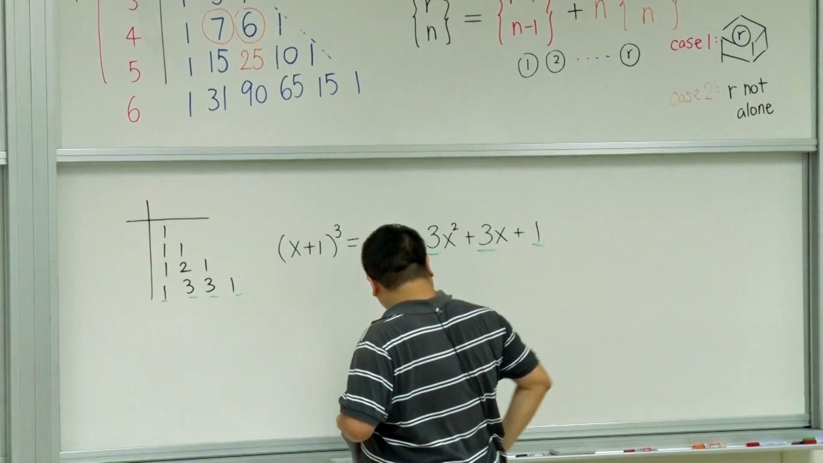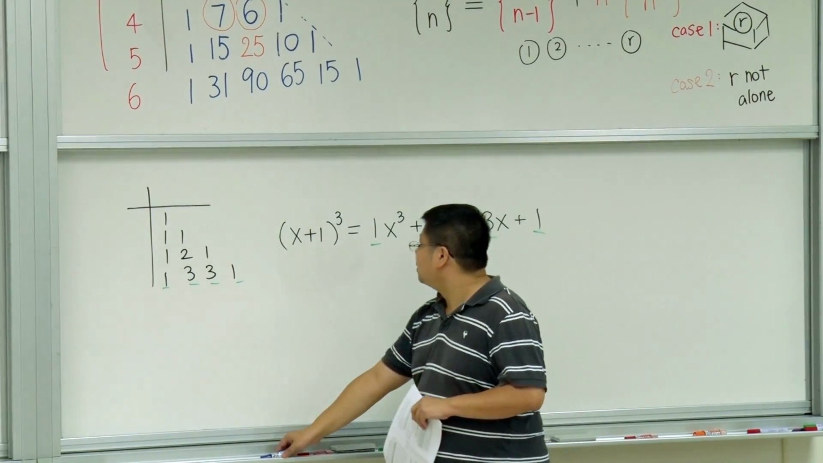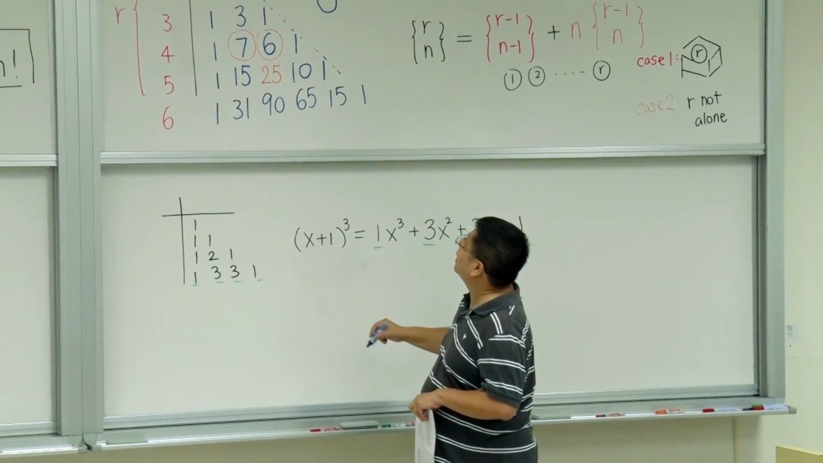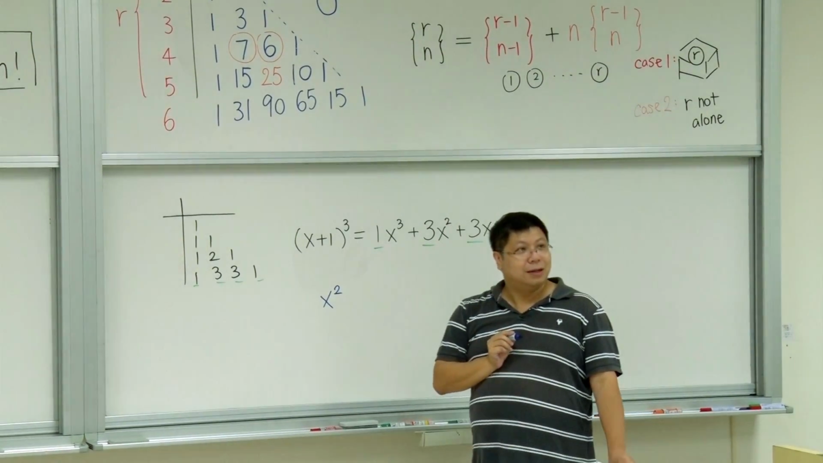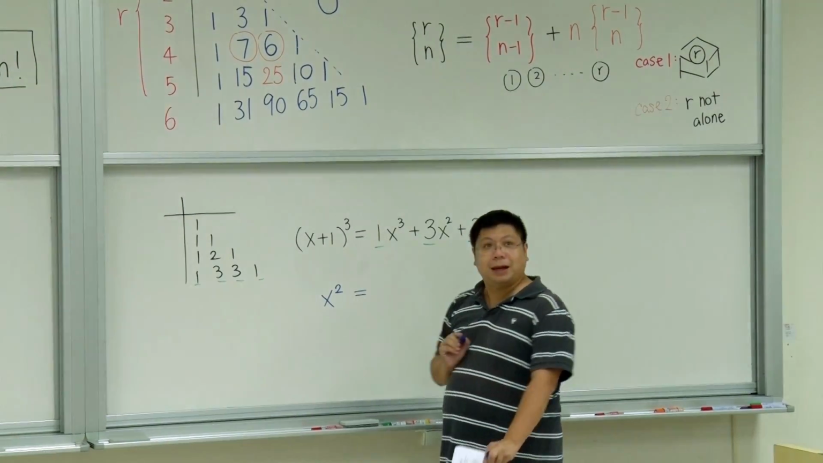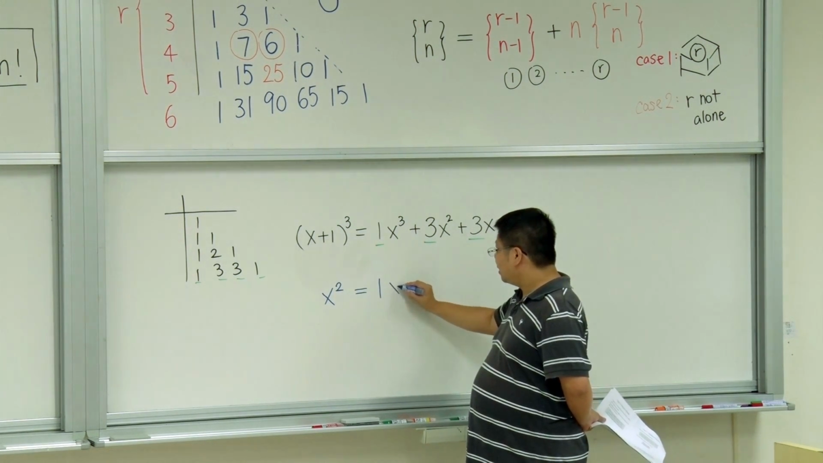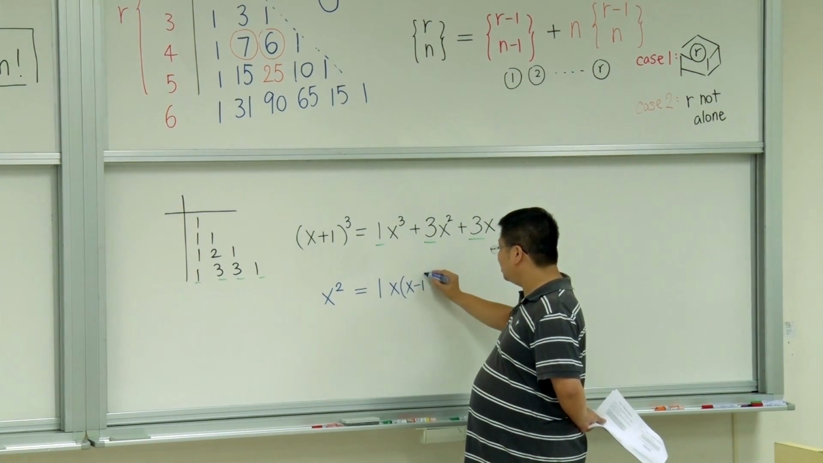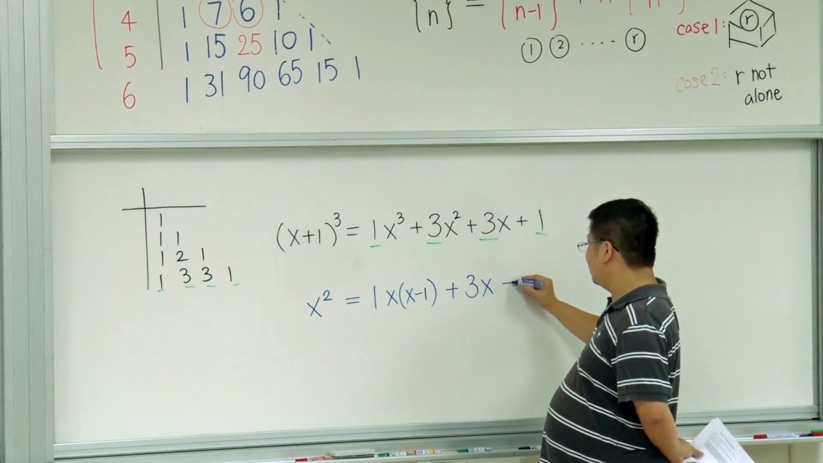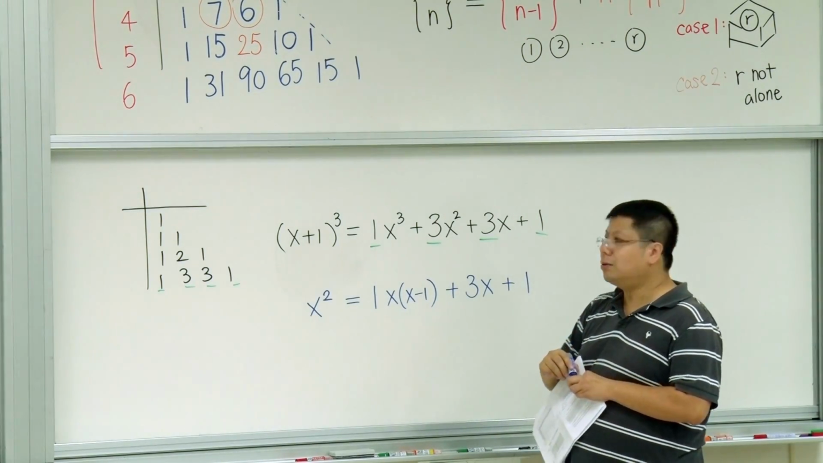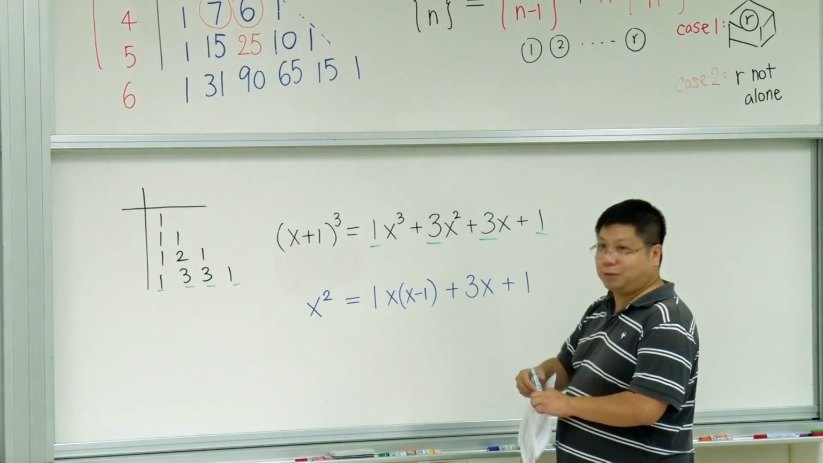So how is 1, 3, 1 occurring in a formula? Let's take a look at x squared. I'm claiming, let's verify it together, that it is going to be equal to 1 times x(x minus 1) plus 3 times x plus 1. Nothing special, I just try to write it as x times (x minus 1). Let's verify it.